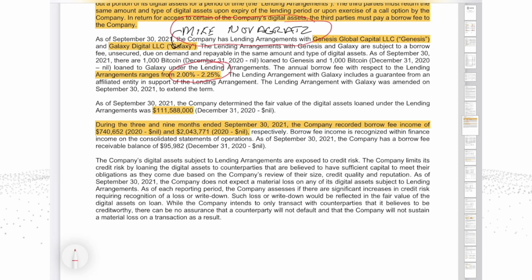So as of September 30th, they have $111 million that's being lent out. During the 3 and 9 months ended September 30th, 2021, the company recorded borrow fee income of $740,000 for the 3 months, and then the 9 months was $2 million, which is still really good. And they're making quite a bit on it, obviously 2% on that $111 million right here. Okay, so that was good to see.